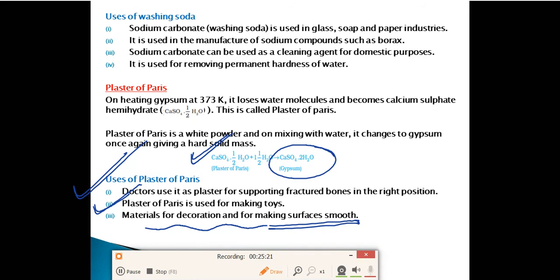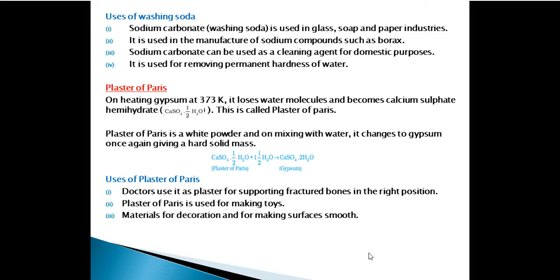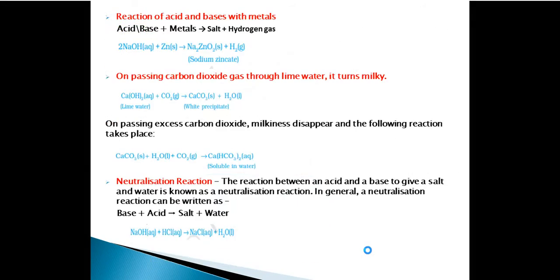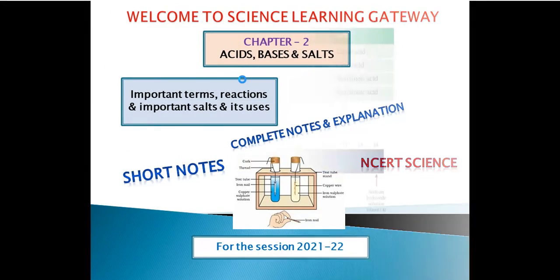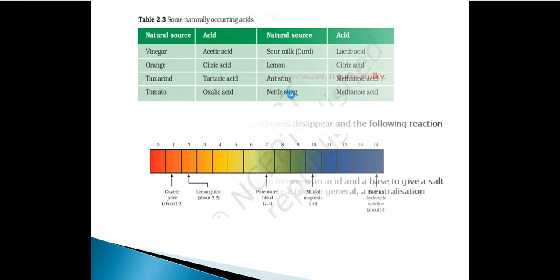So we have read about the different types of salt. Let us recall what we have read. First of all, we have read about some of the naturally occurring acids which are present in different types of substances. In vinegar, acetic acid was present. In orange and lemon, citric acid. In tamarind, tartaric acid. In tomato, oxalic acid. In curd, lactic acid. In ant sting and nettle sting, methanoic acid.